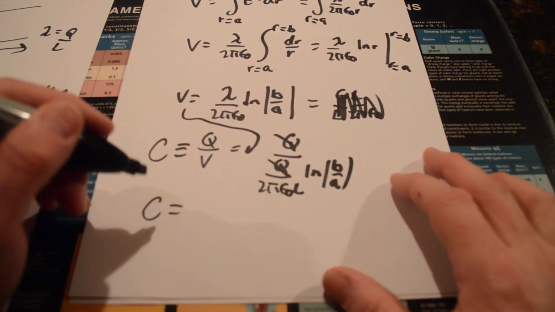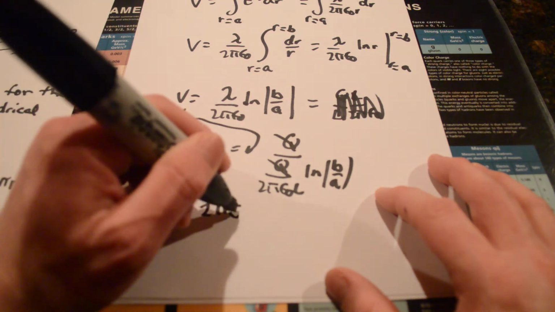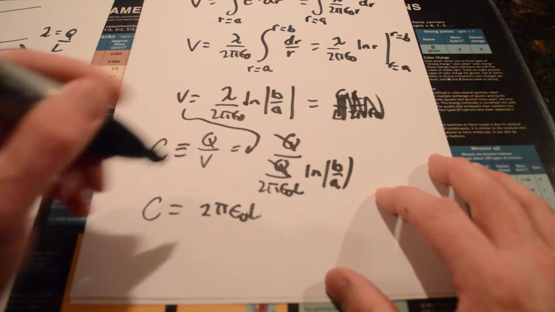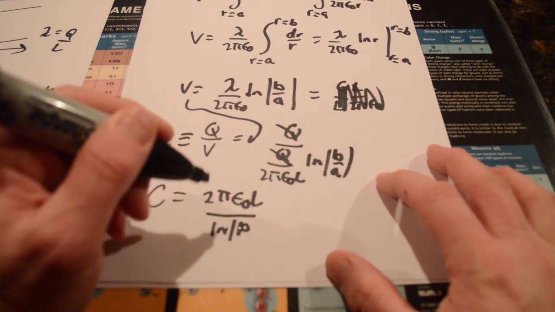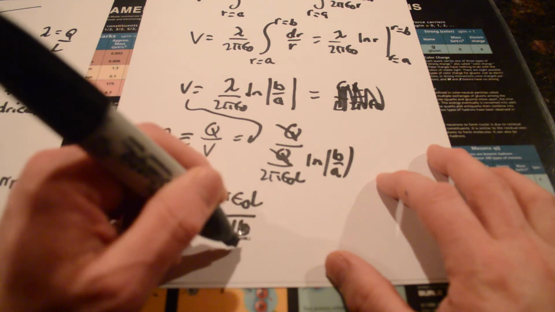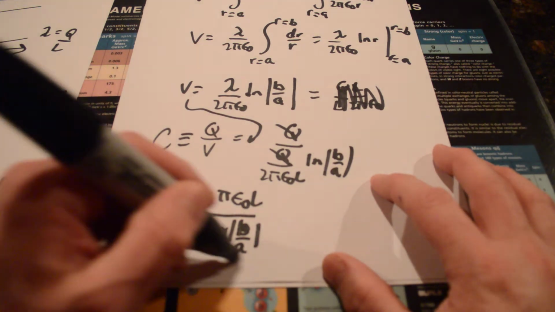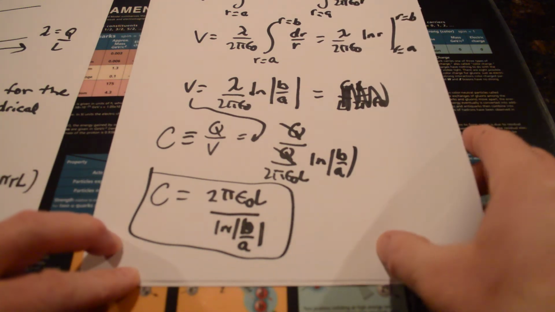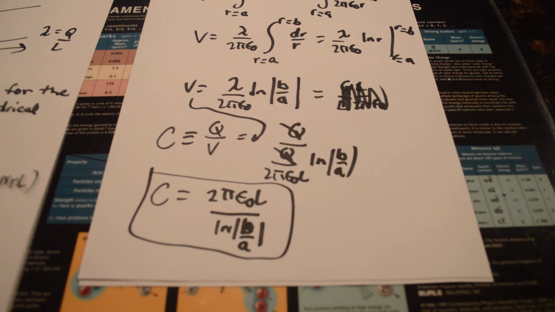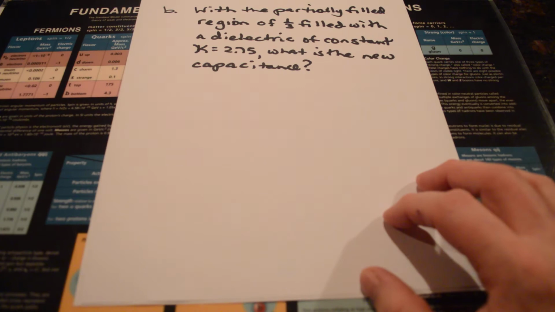The 2 pi epsilon naught L should come to the top, and on the bottom is going to be the log of B over A. So I think that's the equation that you end up with. You've probably seen that. We may have derived that in class once before for a cylindrical capacitor. That should be the capacitance. I had a feeling that might take a while to derive, but that's where we're at.